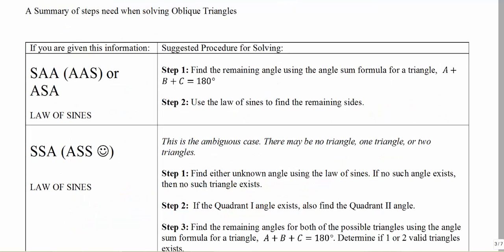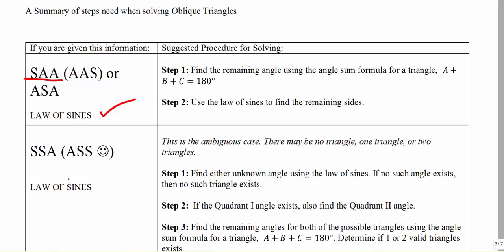The general rule when we are solving oblique triangles is to start out by seeing if you can use the law of sines. So if we can use the law of sines, then we use that first. The law of sines we solved using the congruency axiom SAA, so side angle angle, or angle side angle. So we were able to actually solve those triangles using the law of sines.